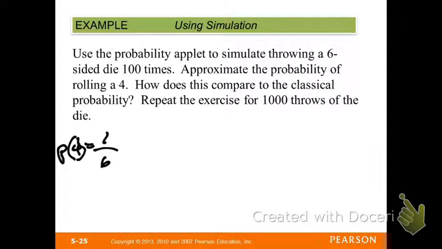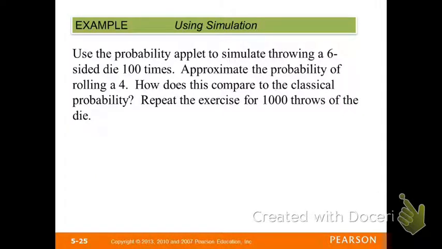Okay? Now, if we rolled a 6-sided die 100 times, that means we could expect to get 1/6 of 100 rolls to be 4s. Okay, so whatever 100 divided by 6 is, we would expect to have that many 4s. And if we repeated the exercise 1,000 times, then that number is going to be statistically closer to exactly 1/6 than if we only rolled it 100 times. And then there are applets and things that you can use to simulate this.